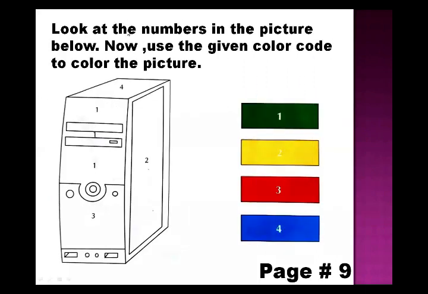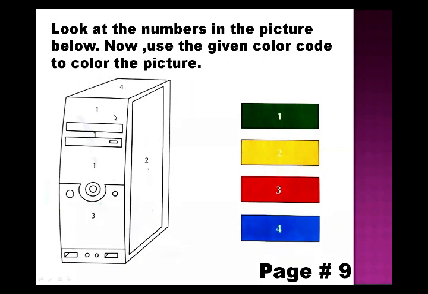Yes, this is your book activity and it's present in your book page number 9. Open your book page number 9 and see this activity. Okay, what will you do? Look at the numbers in the picture below. Now use the given color code to color the picture. Okay, this is the color code and this is your picture.